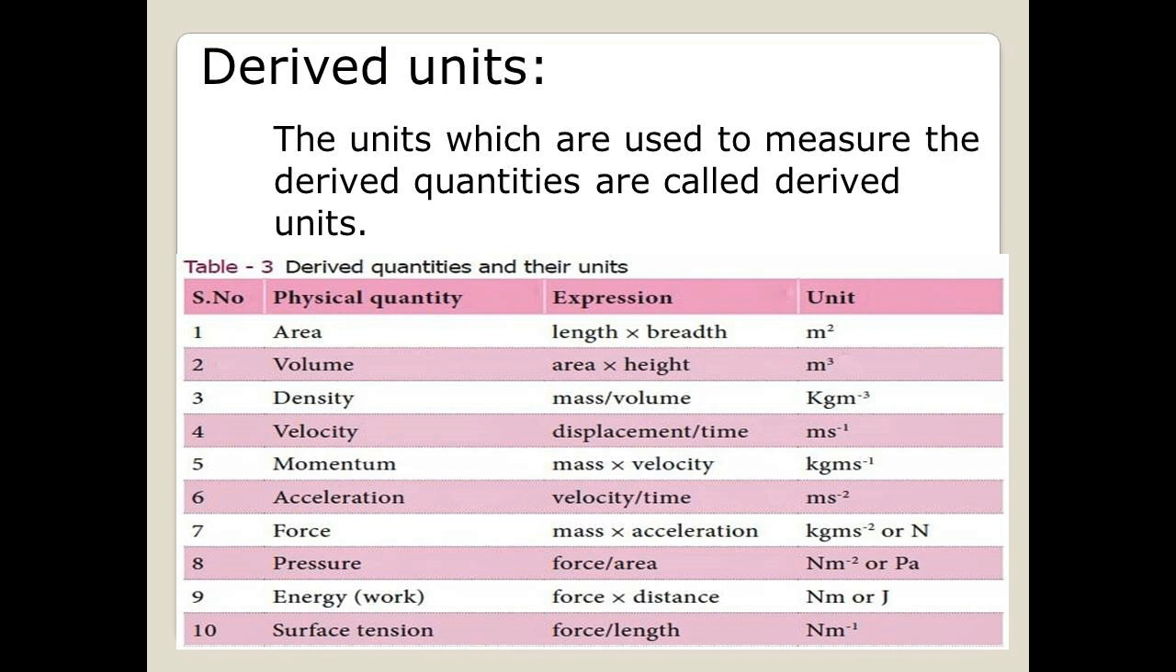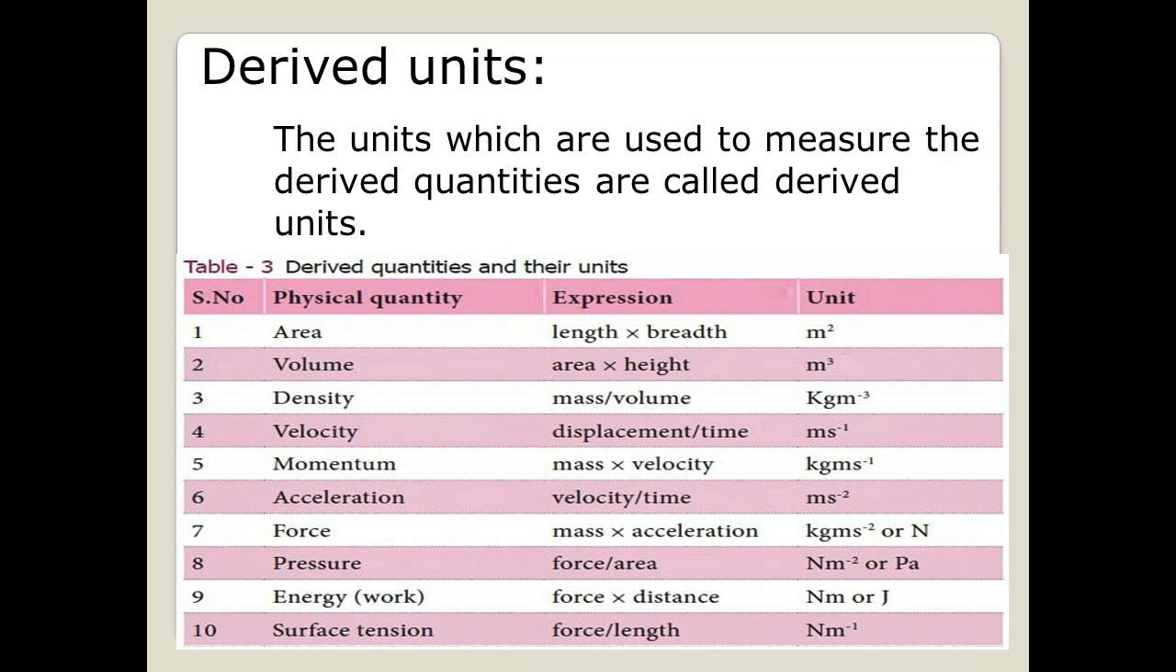Now derived units. The units which are used to measure the derived quantities are called derived units. Here we have some derived units and their expressions. First is area. Area expression is length into breadth. You already know that length unit is meter, breadth unit is meter. So meter into meter, meter squared. And volume: area into height, meter cubed. The unit for area is meter squared and height is meter. So meter squared into meter, meter cubed.